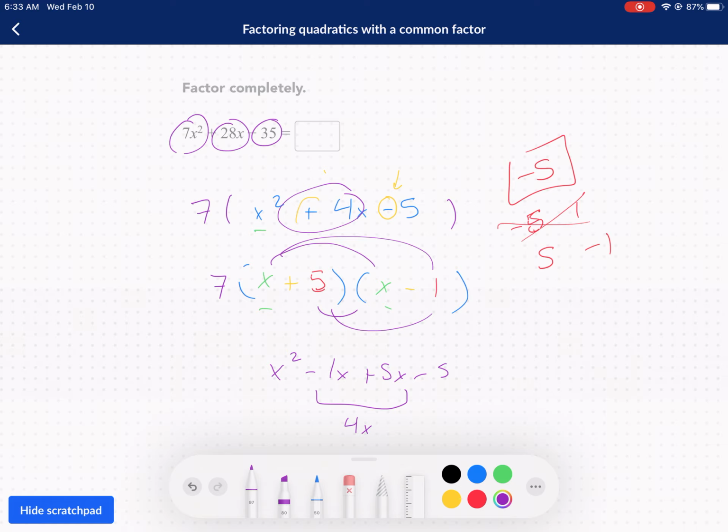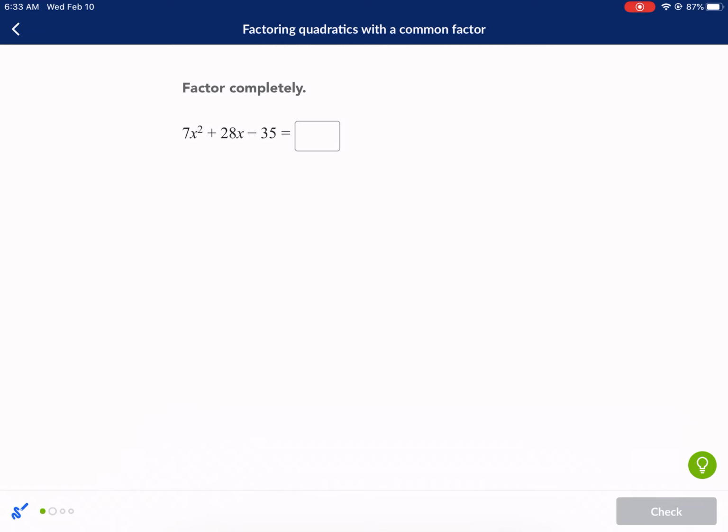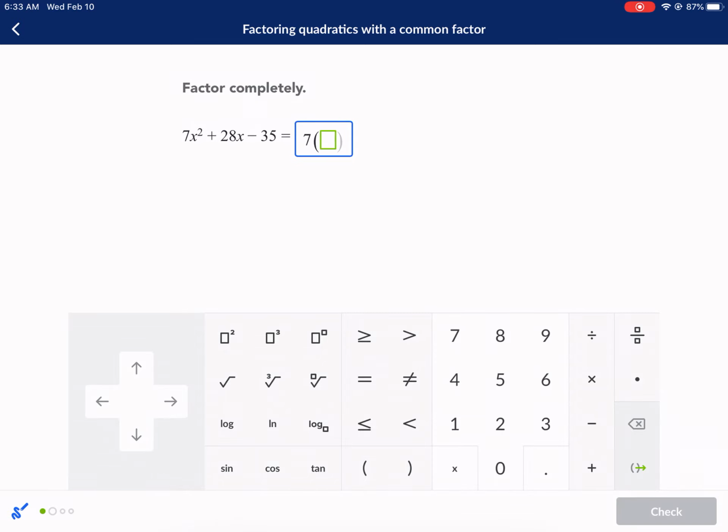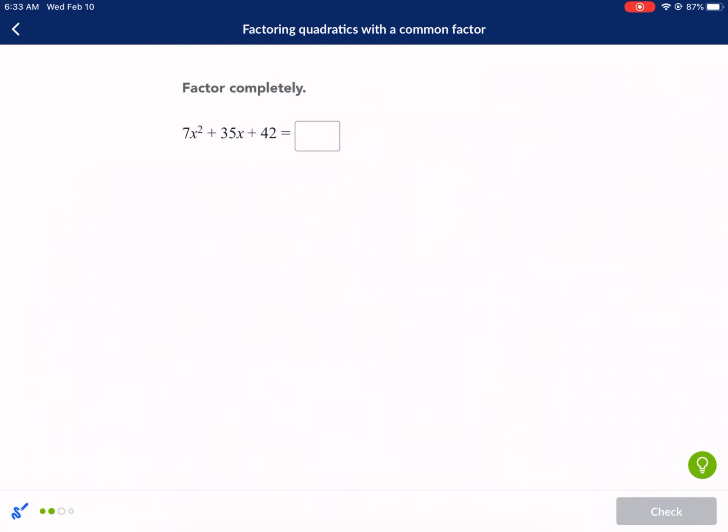So now we're going to type it in. 7 times x plus 5, x minus 1. Parentheses, check it. All right, next question.